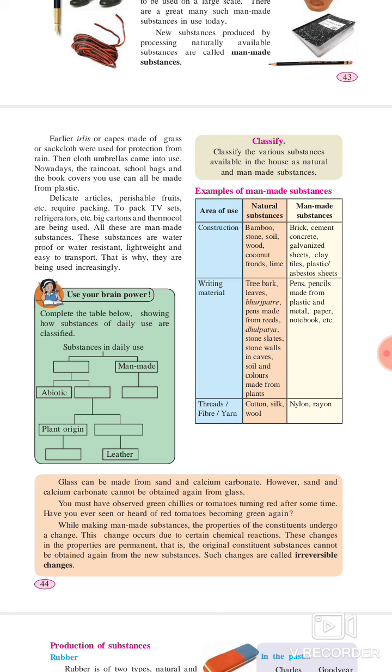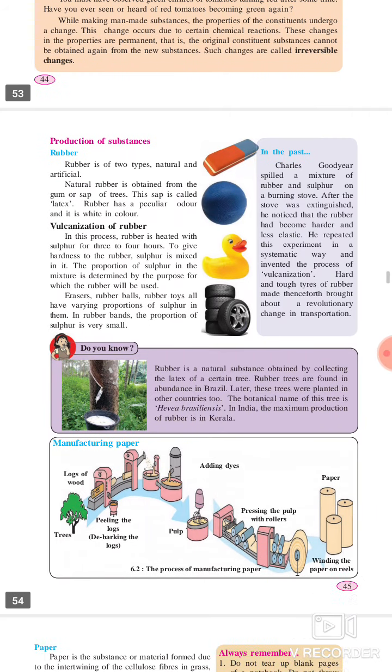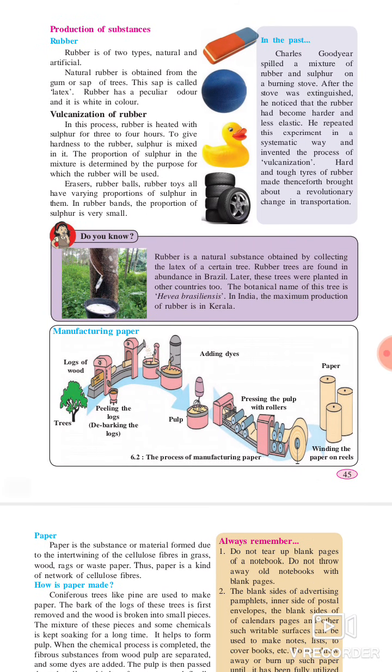These were used in the earliest period. Nowadays for the writing material we are using pen, pencil made from the plastic and the metal paper. Now let's see how the production of rubber is happening.